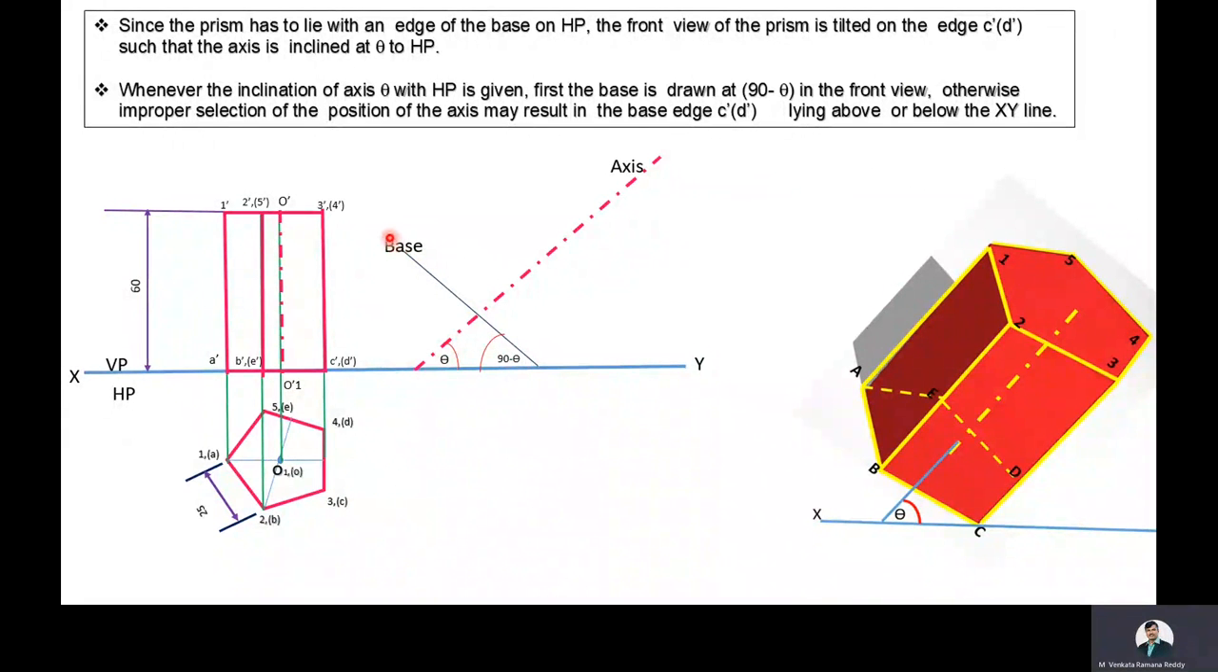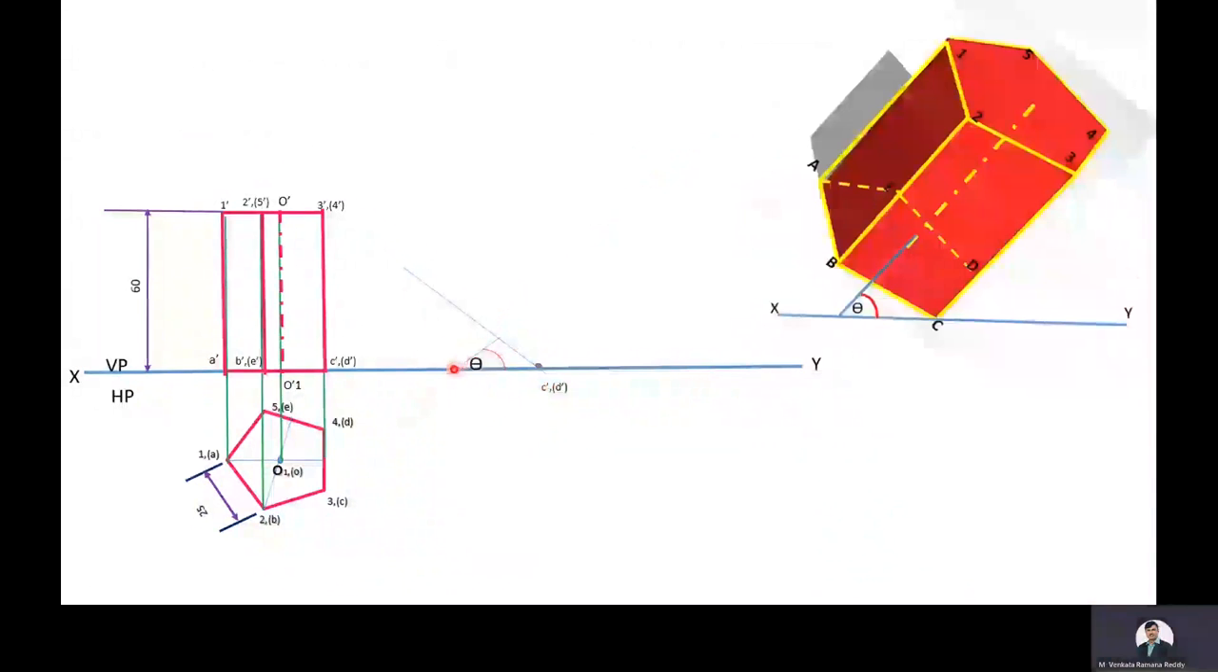So as a first step, draw base inclination, then we'll draw axis line. Why do we need to draw like this? Whenever the inclination of the axis theta with HP is given, first the base is drawn at 90 minus theta in the front view. Otherwise, improper selection of the position of the axis may result in the base edge C dash D dash lying above or below the XY line. So instead of drawing first axis line, draw base line with the required inclination. Here, axis inclination with HP is theta degrees, then base inclination with HP is 90 minus theta degrees.